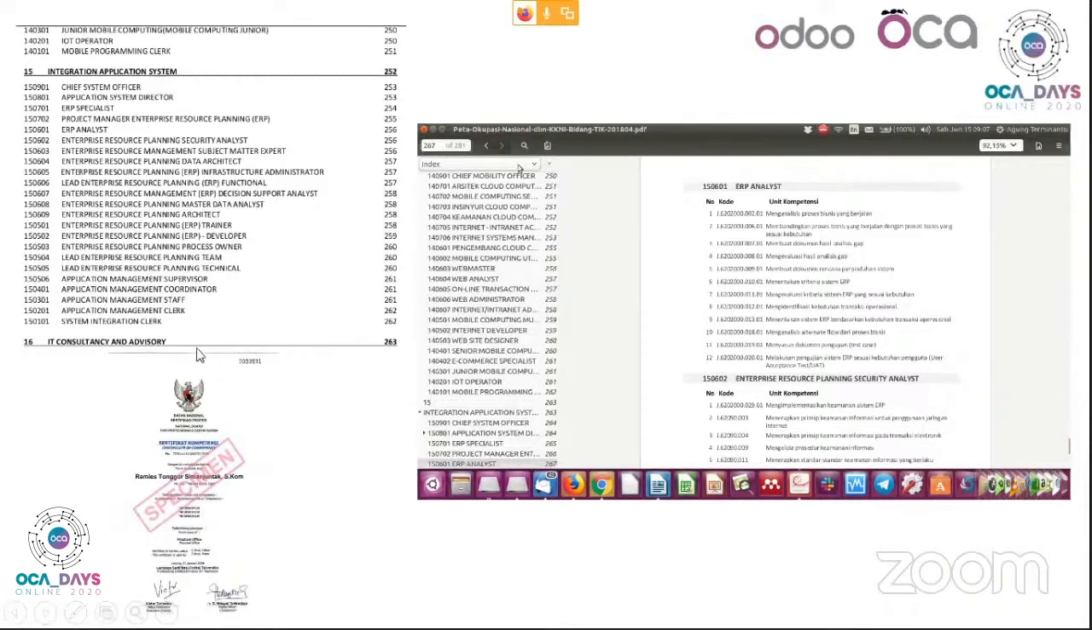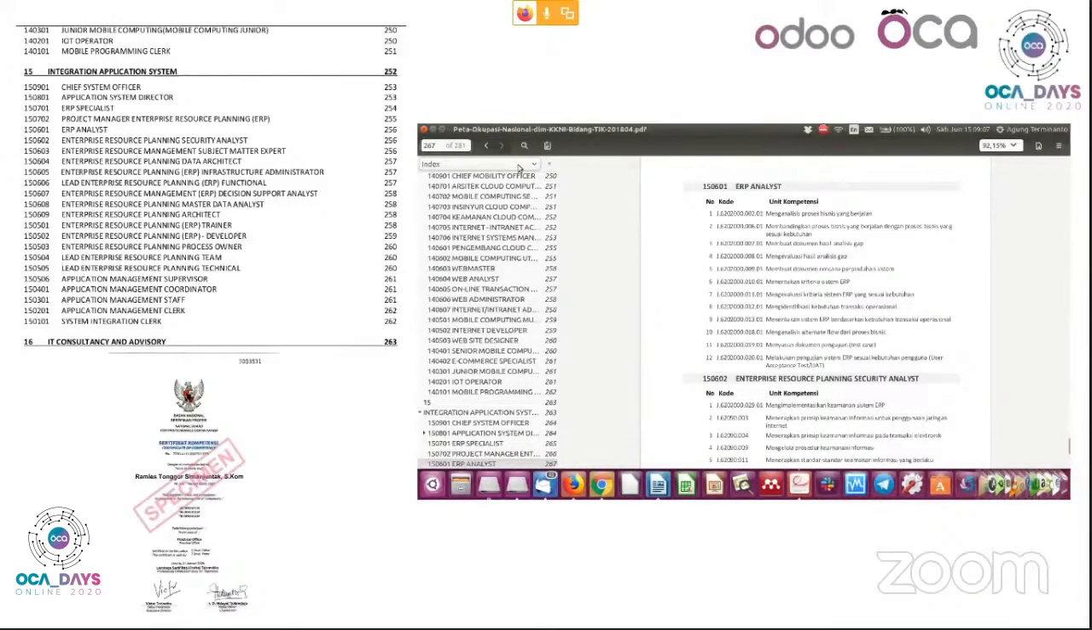So in these job titles, one must pass each unit of competency. After passing the competency, the government issues the certificate. This is the national certificate. Especially, I use Odoo to develop tests in integration application system.